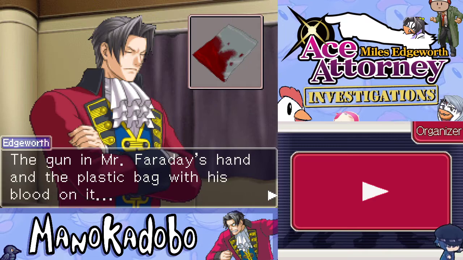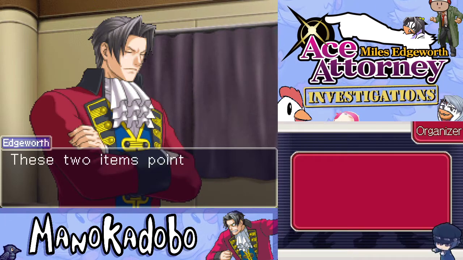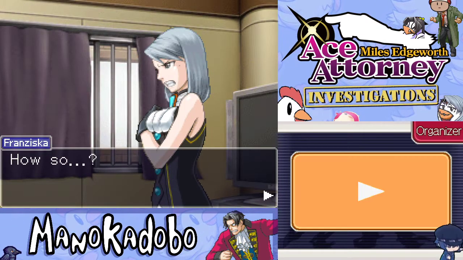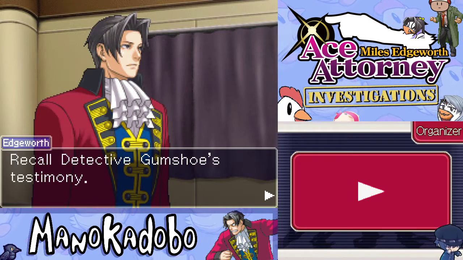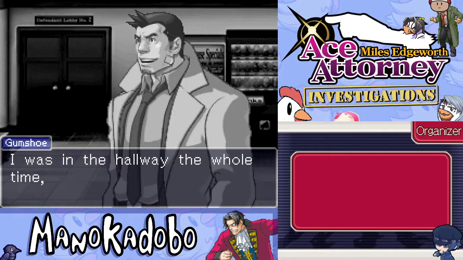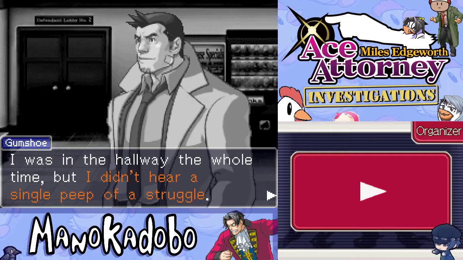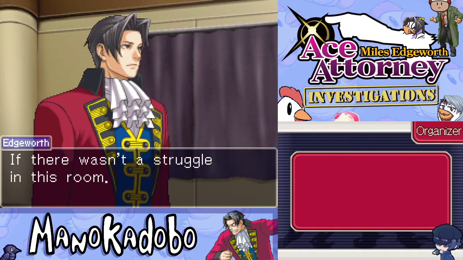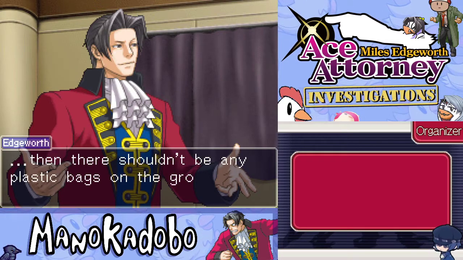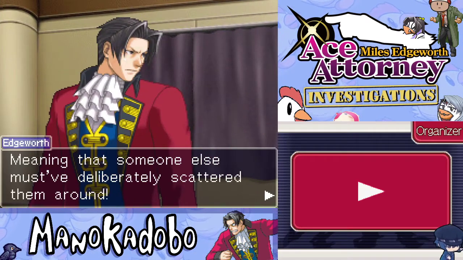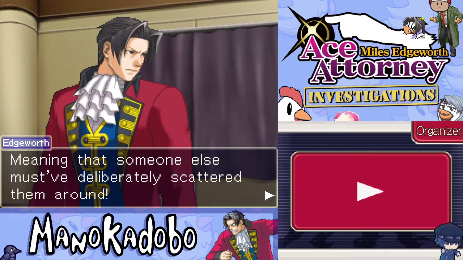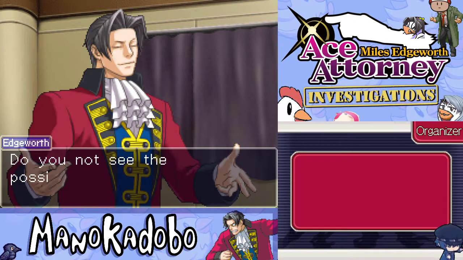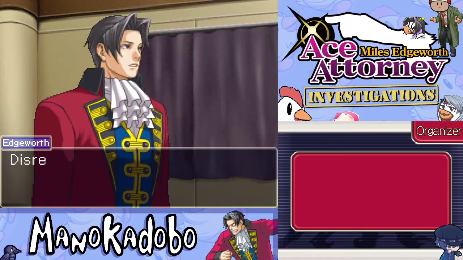The gun in Mr. Faraday's hand and the plastic bag with his blood on it. These two items point to the presence of a third person. How so? Recall Detective Gumshoe's testimony. I was in the hallway the whole time, but I didn't hear a single peep of a struggle. If there wasn't a struggle in this room, then there shouldn't be any plastic bags on the ground. Meaning that someone else must have deliberately scattered them around. No.